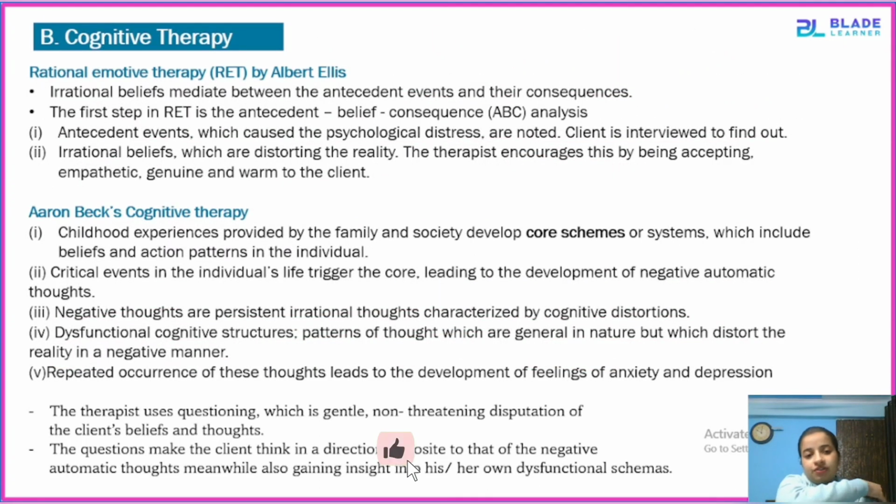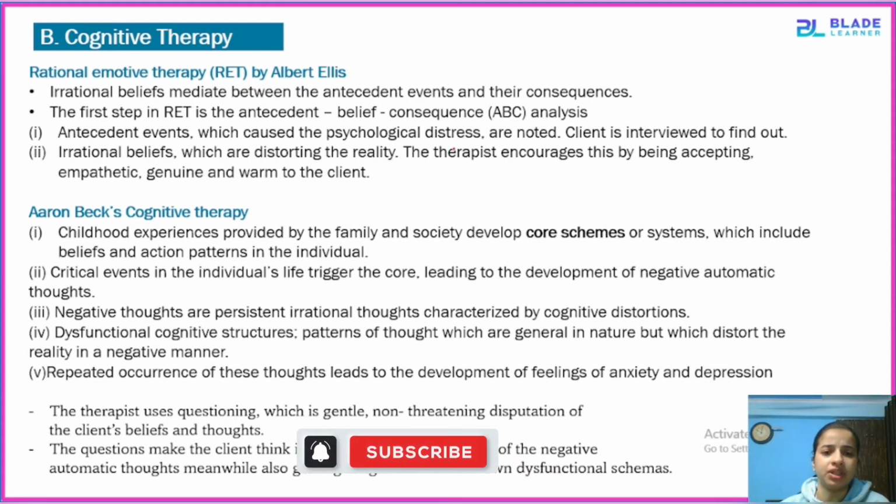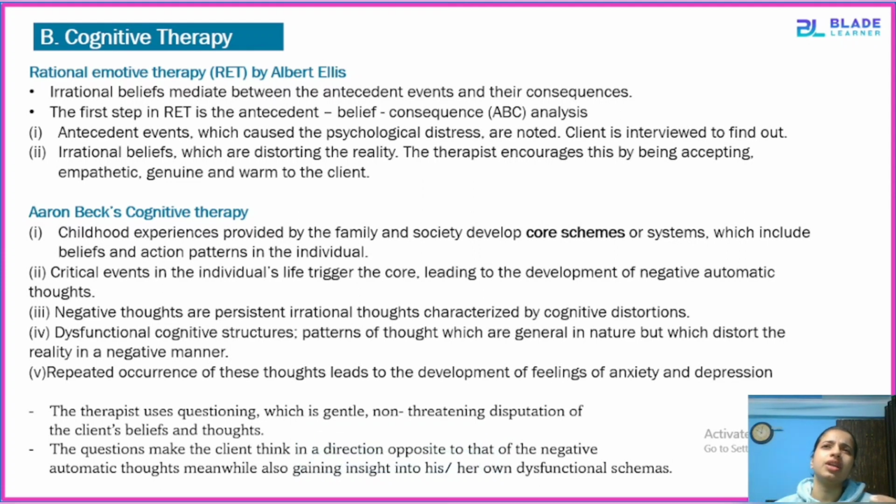So, rational emotive therapy under cognitive therapy, which was given by Albert Ellis, talks about irrational beliefs that mediate between antecedent events and their consequences. For example, when we are very young, we tend to form relations, and we tend to form associations between things and the kind of emotions we have for them, right? The affect we have for them.